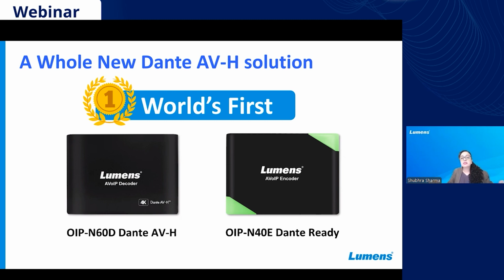Now the difference in both these models is definitely that one is a decoder and the other an encoder. Other than that, the decoder by default has Dante inbuilt, whereas when we say Dante ready, it means that this box supports Dante, but you have to buy the license from Audinate. Then it will support it. So it doesn't have inbuilt Dante, but yes, this box supports it. So anywhere you want to use an encoder, you just need to buy a license only on the encoder side, not on the decoder, right?